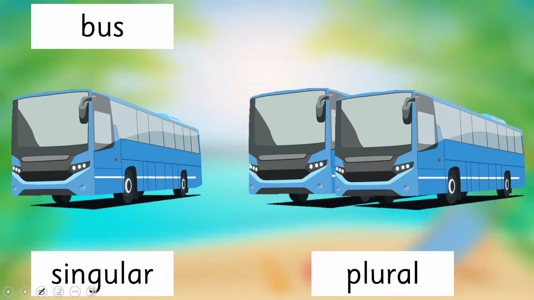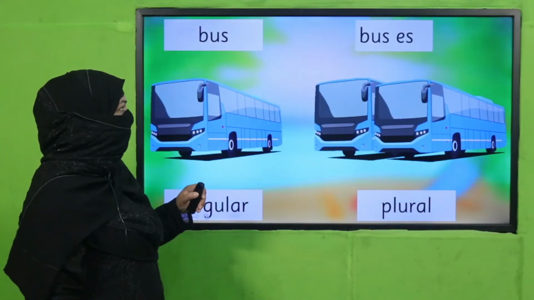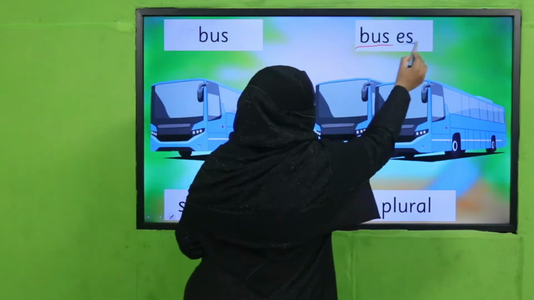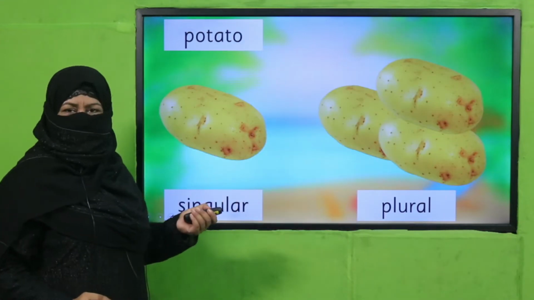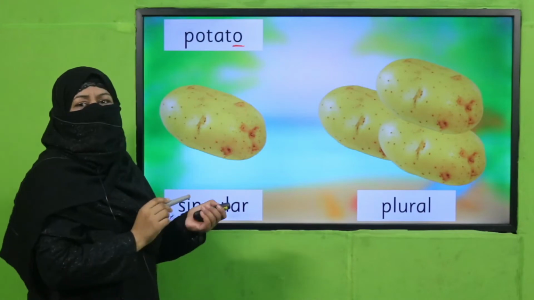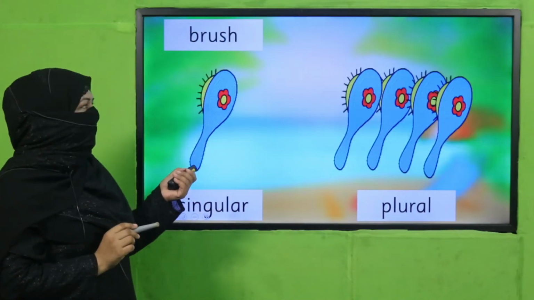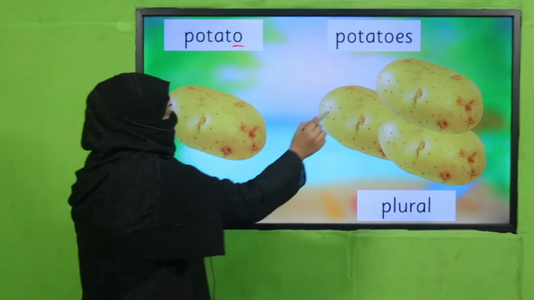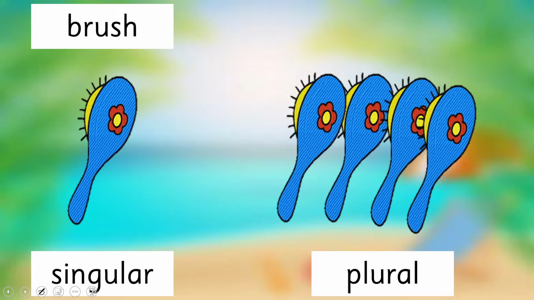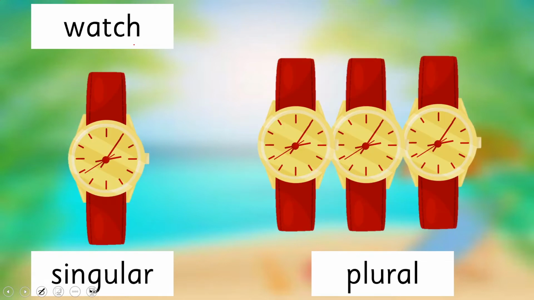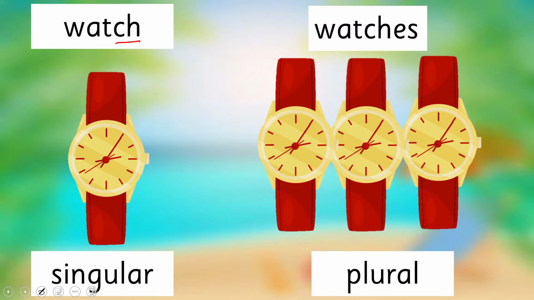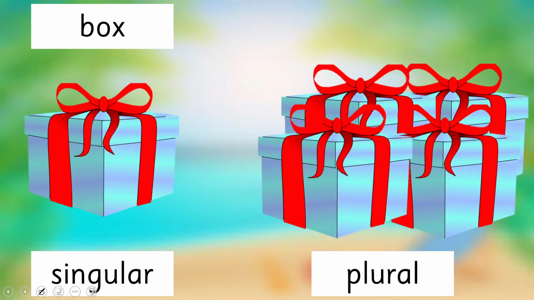Remember? Okay, let's find more examples. Bus, singular noun, and its plural will be buses, more than one. We add ES. The next example is potato. Now it's ending on O. So how to make it plural? We add ES. Potatoes, right? Brush, brushes. Watch, watches. And box, boxes. This we have already practiced.